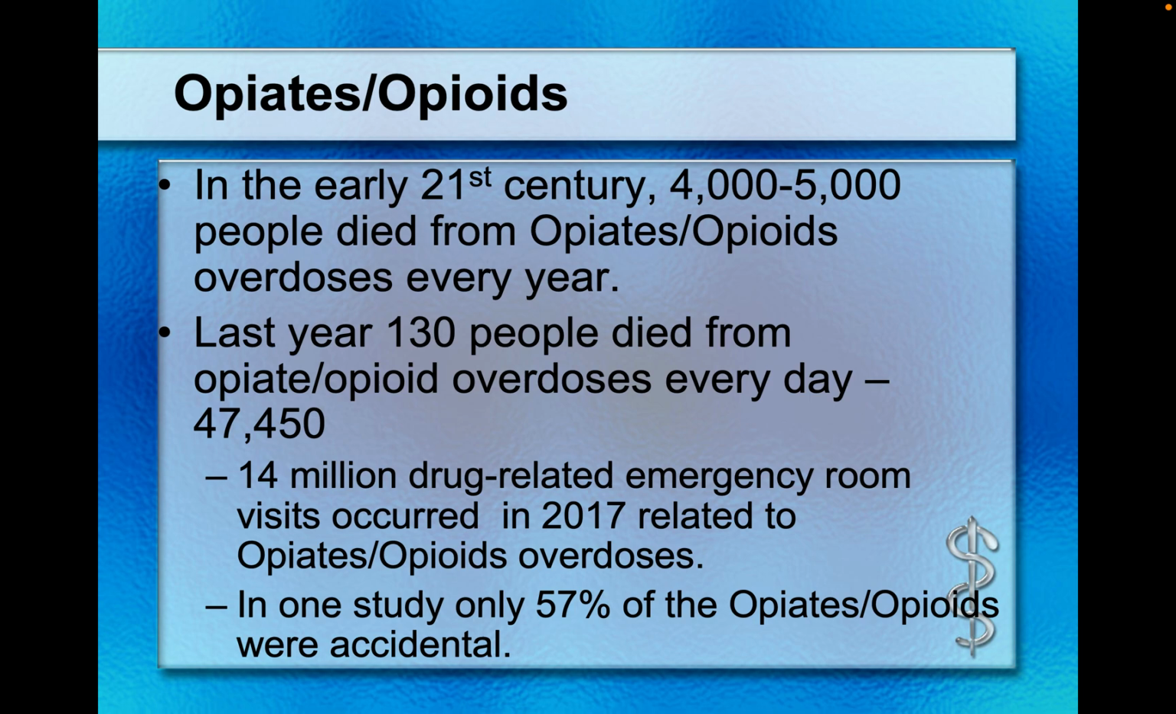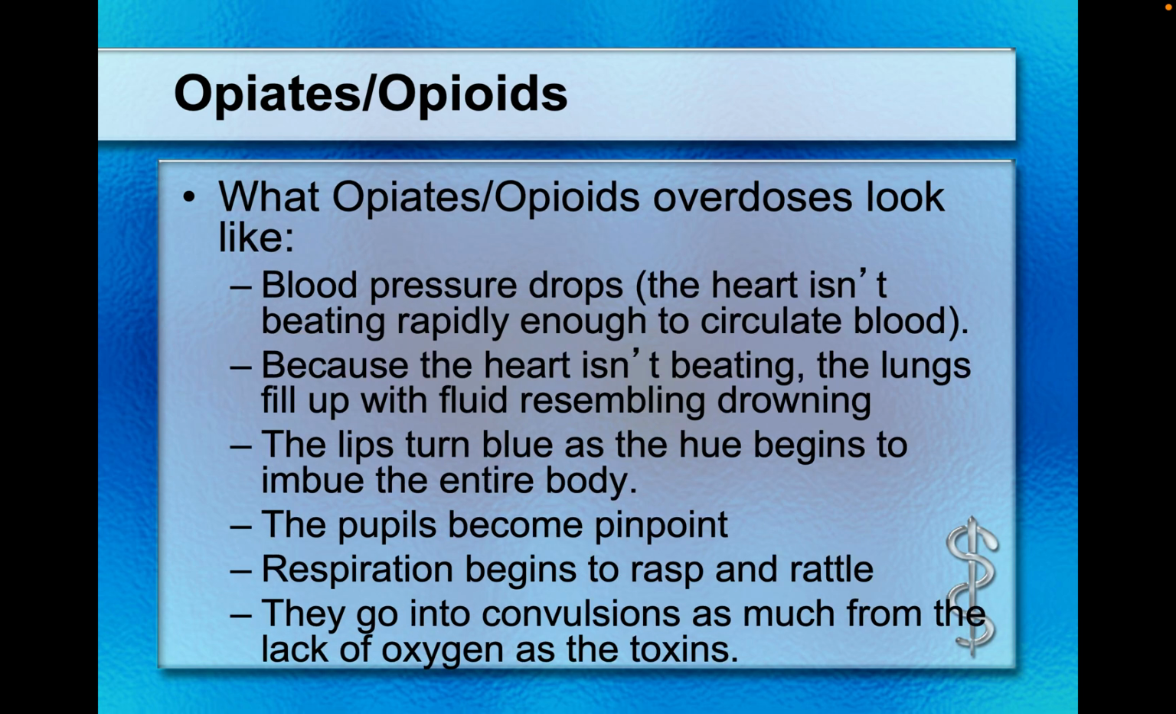In one study, only 57% of the opioids were accidental. In other words, they overdosed on purpose. What opioid overdoses look like: blood pressure drops, the heart isn't beating rapidly enough to circulate the blood. Because the heart isn't beating, the lungs fill up with fluid resembling drowning. This is what congestive heart failure looks like. The lips turn blue as the hue begins to imbue the entire body. The pupils become pinpoint. Respiration begins to rasp and rattle. They go into convulsions as much from the lack of oxygen as from the toxins in their system.